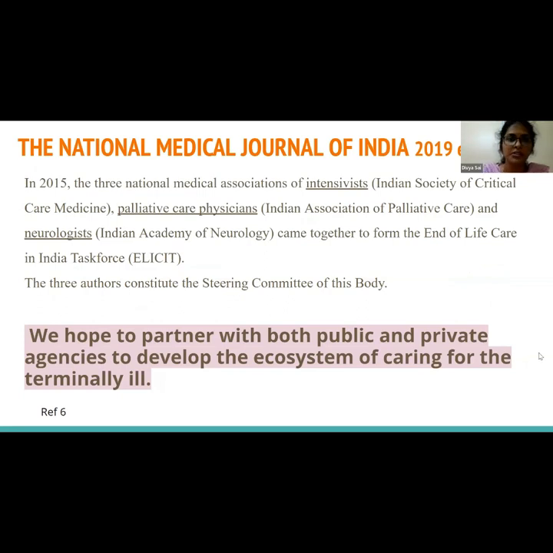So the National Medical Council of India in 2019 made these additions to the 2015 consensus formed by the intensivist, palliative physician, and neurologist regarding end-of-life care. All three of these departments constitute the steering committee of this body, and they hoped to partner with both public and private agencies to develop the ecosystem for the care of terminally ill patients. Here we can see that there is a partnership of both public as well as private agencies.